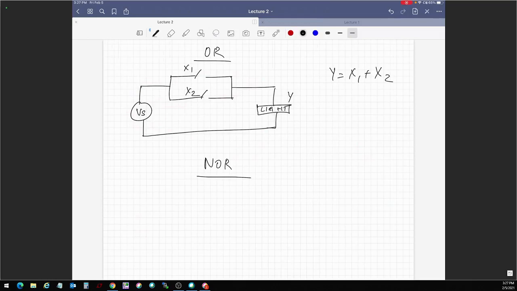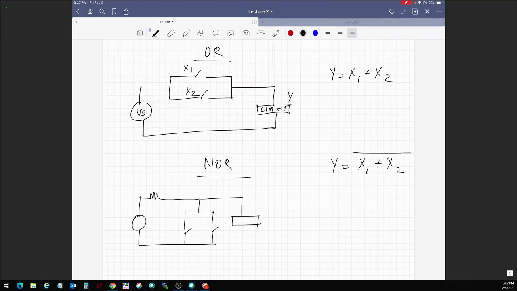For NOR, what do I need? NOR is exactly the opposite of OR, right? So this should be X1 or X2 complemented. That's what NOR is. And we have seen you get all in parallel. Beautiful. So I still need my VS, some resistance there, and I'm going to turn that parallel combination in parallel with the light. You see that? That will give me a NOR operation.